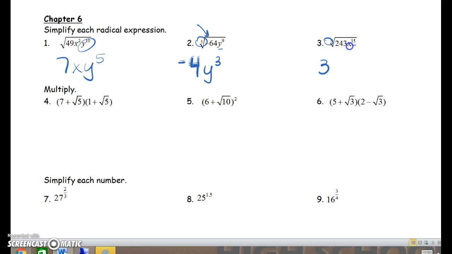How many groups of 5 are there in x to the 15th? Well, there are 3 groups of 5. If it's not a perfect root, then you're going to go ahead and tree it and look for those groups.